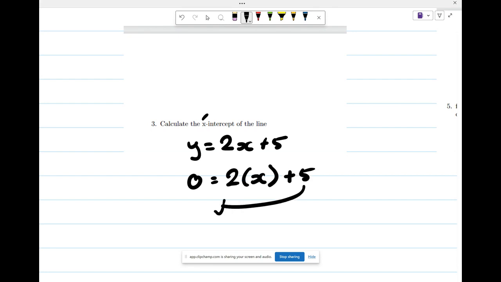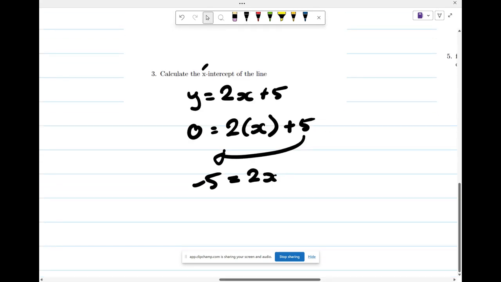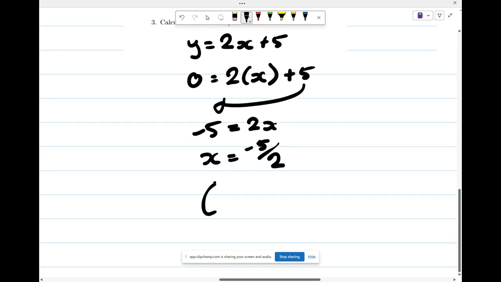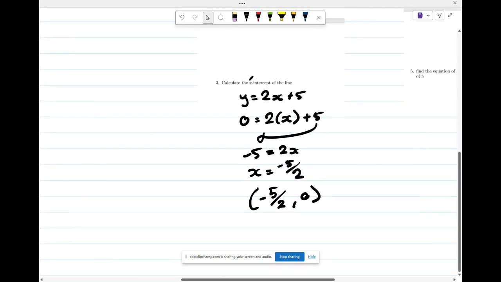Plus 5. So we're going to bring this minus 5 over. So it's minus 5 equals 2x. And so x is going to be minus 5 over 2. So our point is going to be minus 5 over 2, 0. So that's our x-intercept.